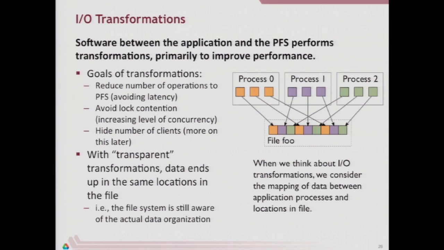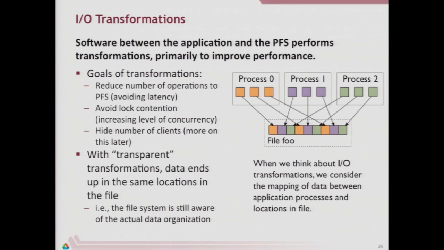So to summarize that, we're going to have some software that sits between the application and the file system. It's going to be there to perform these transformations. There are a lot of reasons why you might perform transformations, but we're going to focus on ones to improve performance. And there's a couple things we might try to do. We might try to reduce the number of operations to the parallel file system, to cut down on the cost of latency of interaction. We might try to avoid lock contention, right? So try to avoid that false sharing. And then the last thing is we might try to hide the number of clients on the system. I'm going to talk a little bit about that, but not so much. That's maybe good dinner time talk, but that's something that this I/O forwarding software does for us.